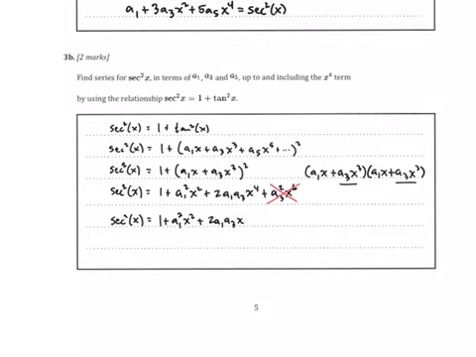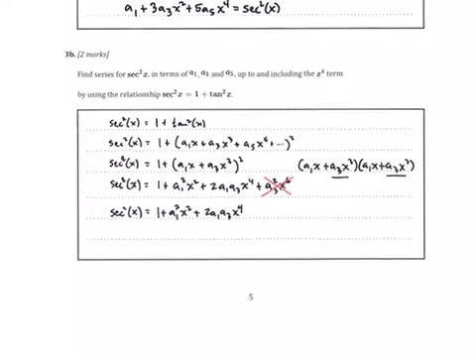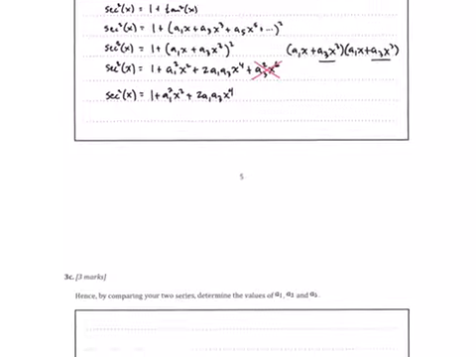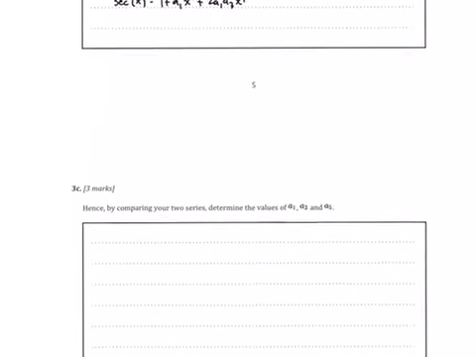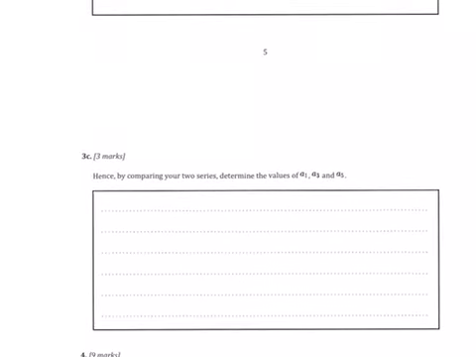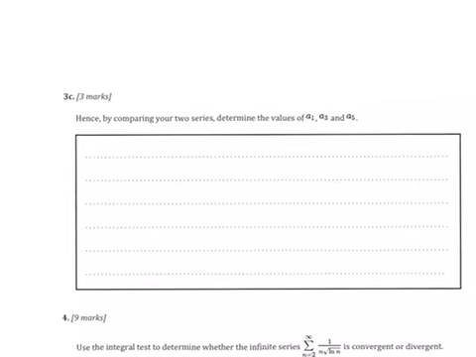And IB is so creative on coming up with different ways to present these problems that it gives you a good overall grasp on where you're at. Okay, so let's move on to part C and see how they have us use that. Hence, by comparing your two series, determine the values of a1, a3, and a5.